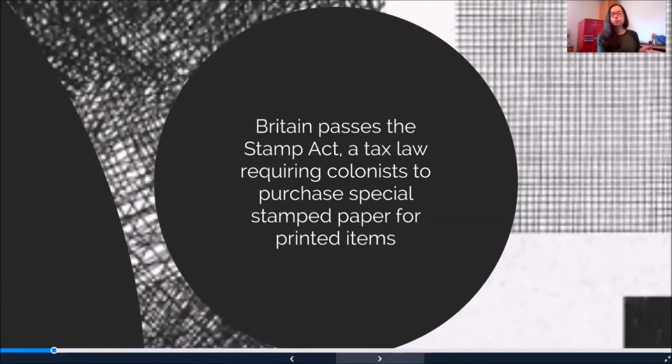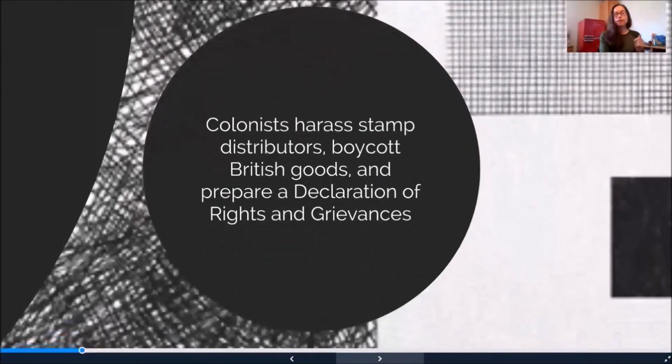Britain passed a Stamp Act, which was a tax law requiring colonists to purchase special stamped paper for printed items. If you bought a newspaper or a book or a flyer or anything that was printed, you had to pay this tax for a stamp on it. The colonists harassed the stamp distributors, they boycotted British goods, and they prepared a declaration of rights and grievances in response to this.